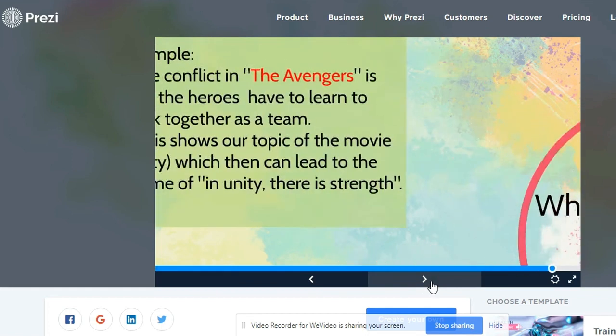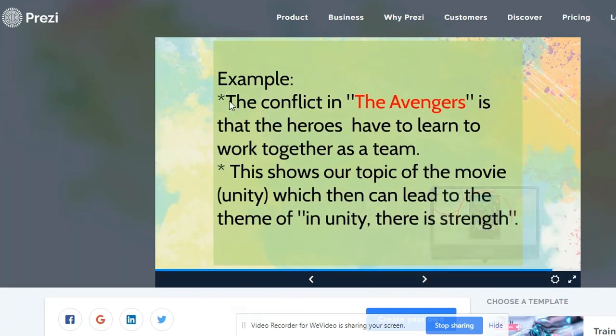Okay. So in the original Avengers, the conflict was that the Avengers or those heroes had to learn to work together. Do you agree? And in the one with the Infinity Stones, isn't that still a similar theme? They still have to learn how to work together, right? This shows that our topic of the movie, which is unity, can lead to the theme, in unity there is strength. Can you imagine if all of the Avengers tried to fight Thanos's people individually by themselves?